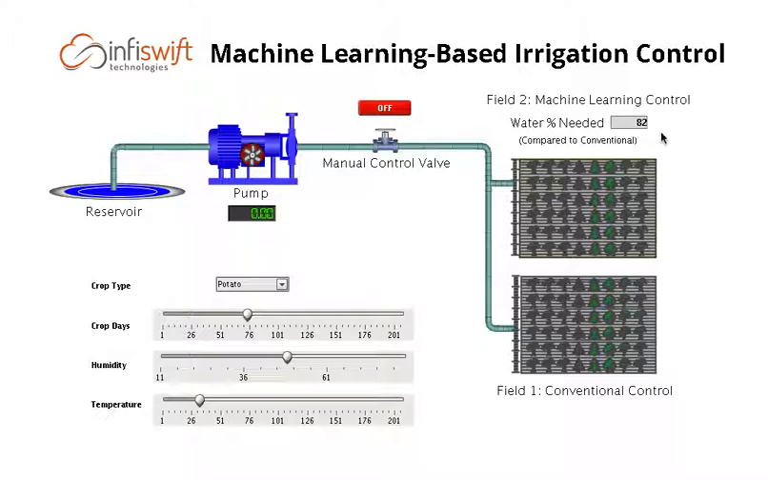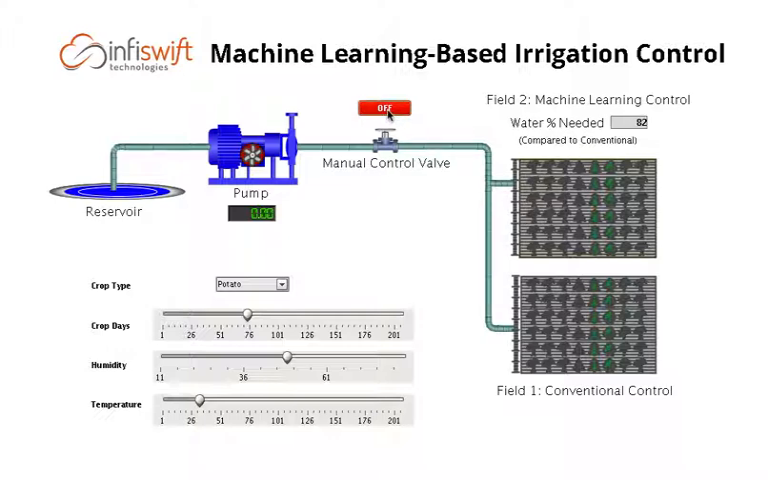And what we're going to look at is the percentage of water needed compared to the conventional approach, and how that can affect the amount of resources that are spent, both in terms of the actual water that's applied, and because you're applying less water in most cases, you're also saving electricity.